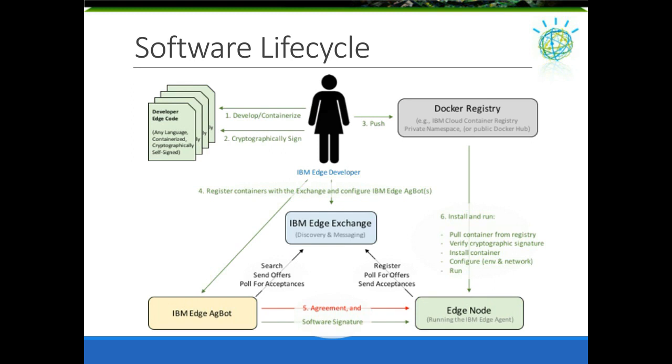Third, the Docker container images are pushed to a Docker registry, either a private registry like IBM's Bluemix container registry, or a public Docker registry like the Docker Hub. Fourth, your service definitions are published to the exchange and to the system's agbots. The exchange is a central repository for all service specs in this case.